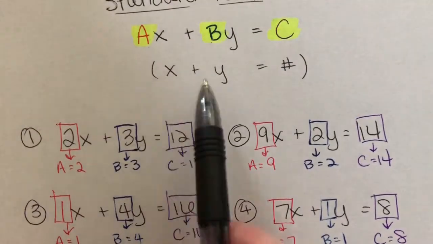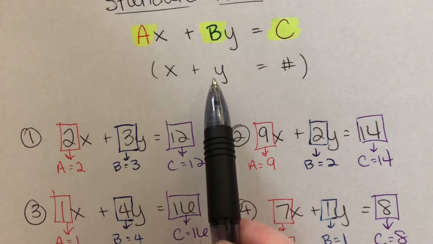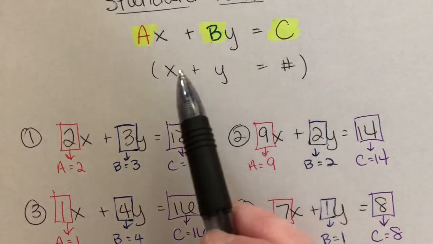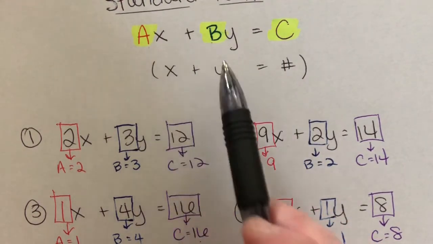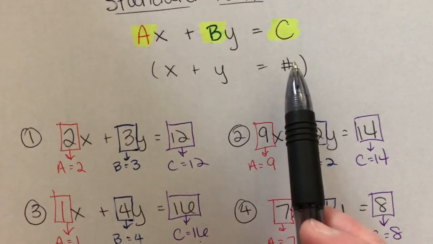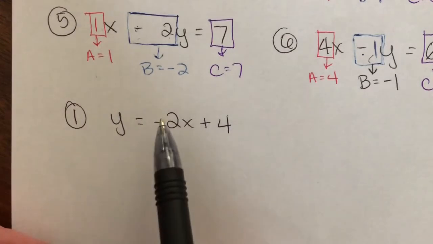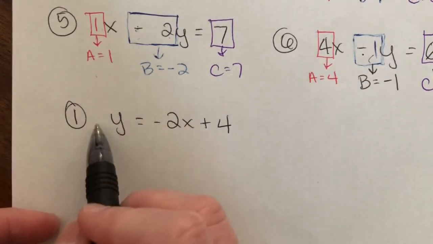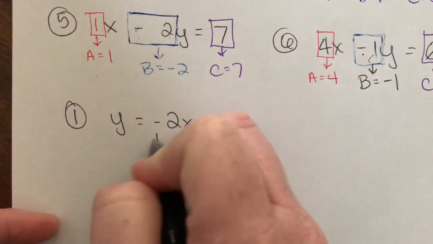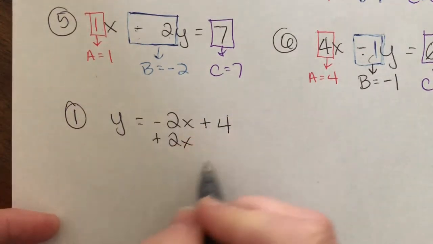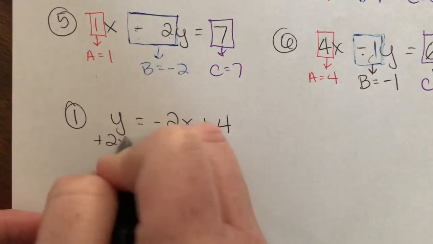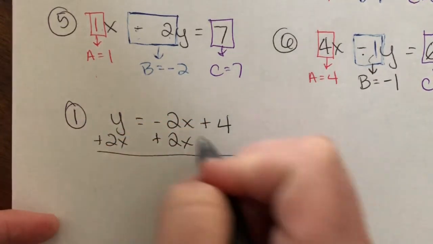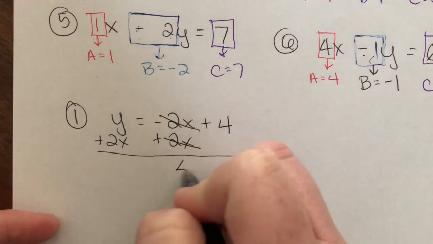Remember, standard form is when x and y are on the same side of the equal sign, and any other plain numbers I have not attached to a variable go on the other side of my equal sign. So here, x and y are on two different sides of my equal sign. I want to get x over here. So I'm going to get rid of it here. I'm going to add 2x. Whatever I do on one side of my equal sign, I have to do to the other. And these go away. So I'm left with just 4.